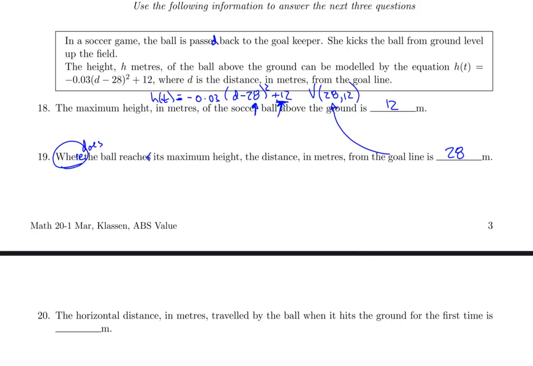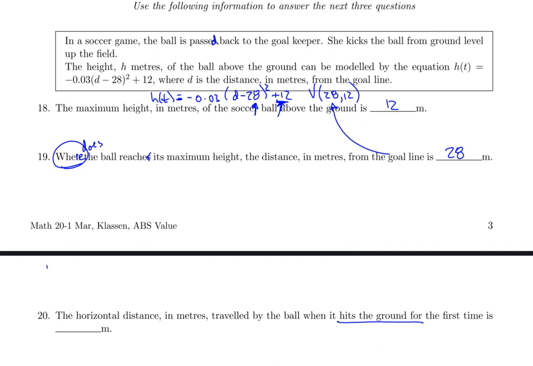Okay, so this question, again, going back to the box, says in a soccer game, a ball is passed back to the goalkeeper. She kicks the ball from ground level up the field. The height of the ball above the ground can be modeled by the function h of t is equal to negative 0.03 times (d minus 28) squared plus 12. Our last question here, question 20, says the horizontal distance in meters traveled by the ball when it hits the ground for the first time is equal to what?